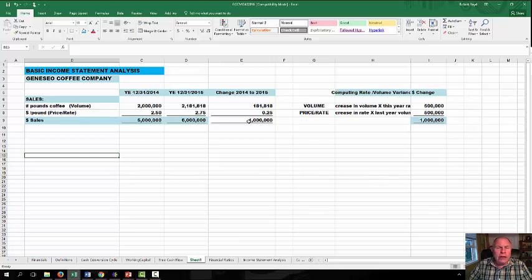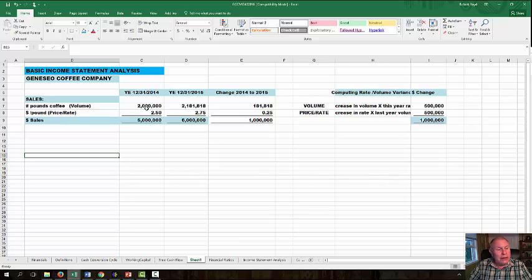Now, what you would do is look at the company's 10-K and/or an investor presentation. You will find this in management discussion and analysis. You will find this information in the discussion about the business, and it could be in the investor presentation. So you want to see what's driving that. And when I looked at Geneseo Coffee Company, what I found is they sell coffee by the pound, at a price per pound. So theirs is actually pretty easy.